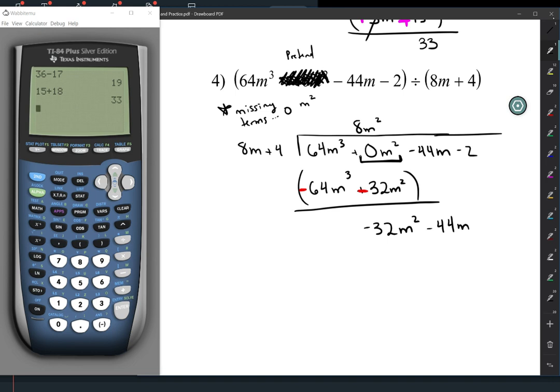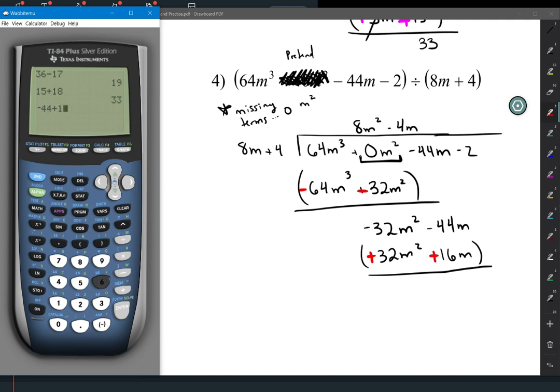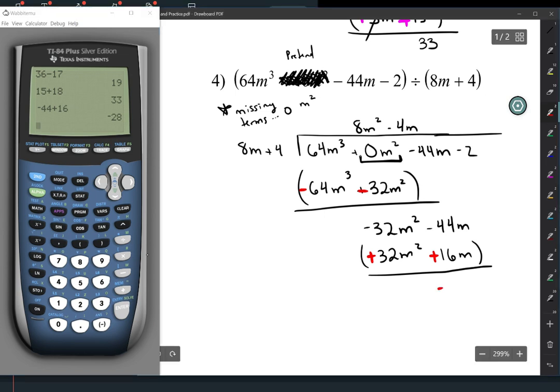Now, 8 to 32, I'm going to need minus 4. So 4m. So that will make it negative 32m squared. 4 times negative 4 is negative 16. And it looks like things will work out okay. Switch our signs. Plus, negative 44 plus 16 is negative 28. That's going to make things interesting. Negative 28m minus 2.